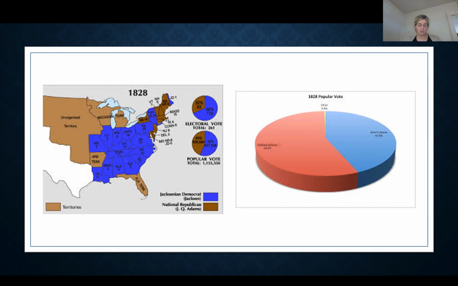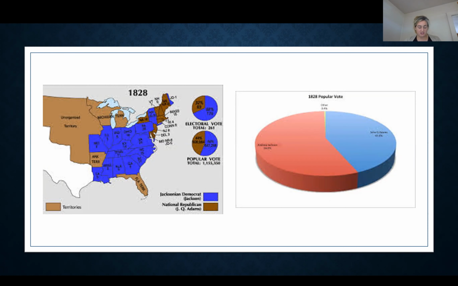Andrew Jackson won the presidential election of 1828. And he would serve as president from 1829 to 1837. He was the seventh president of the United States, the first president not to come from Virginia or Massachusetts. He came from Tennessee. He is considered to be the first modern president in American history. He felt as though the executive branch was superior to both the legislative and the judicial branch.